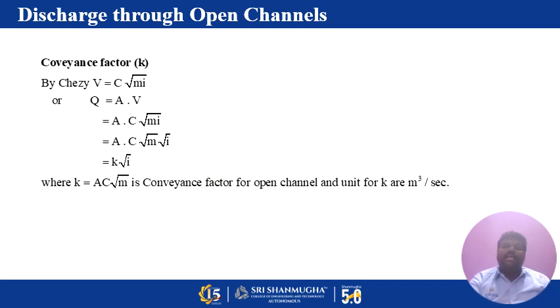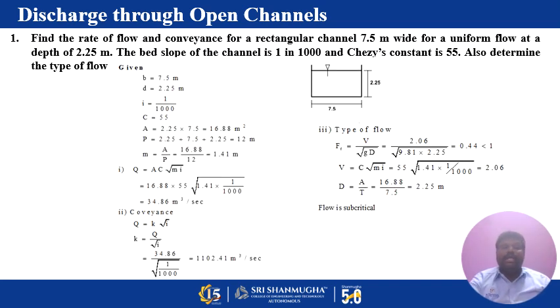We are splitting the square root term, where A into C into square root of M is conveyance, where K is equal to AC into square root of M is a conveyance factor for open channel, and the unit for K is meter cube per second. Based on this discharge equation, we have the formula, and now the problem.